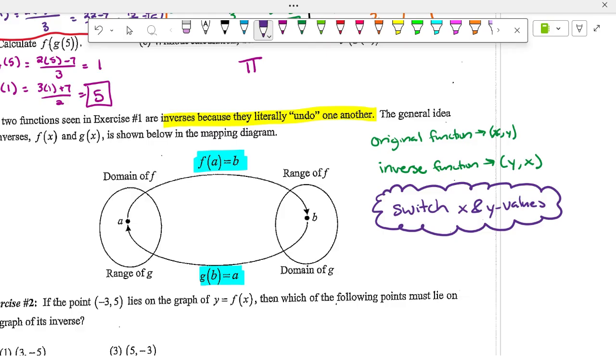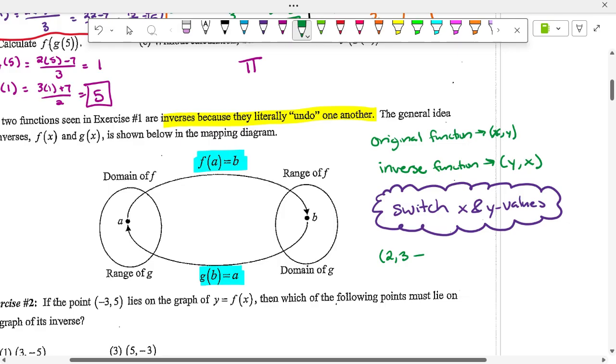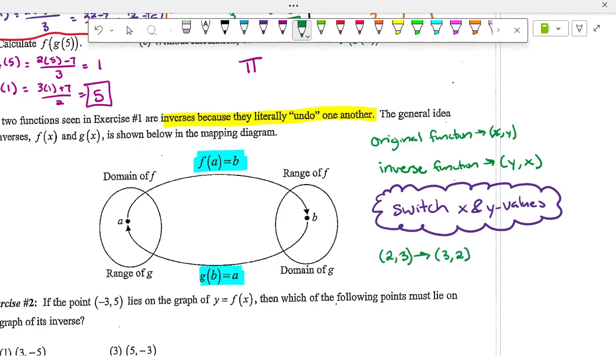All right. So again, if all else fails, there's one thing you take away from this lesson. Switch the x and y values to get the inverse. That's it. All right. So again, if the original was 2, 3, the inverse would be 3, 2. That's all that means.